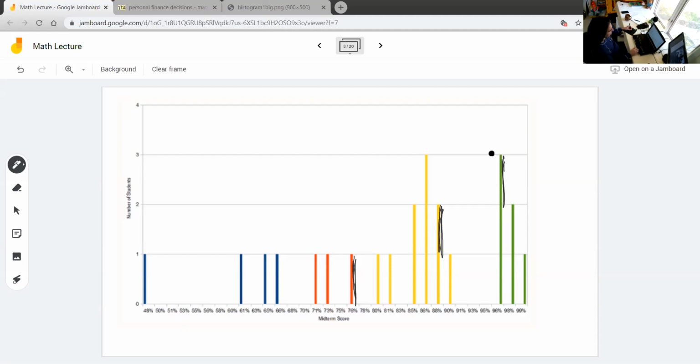We could count how many students are in the class. 1, 2, 3, 1, 2, 3, 4, 5, 6, 7, 8, 9, 10, 11, 12, 13, 14, 15, 16, 17, 18, 19, 20, 21, 22, 23.